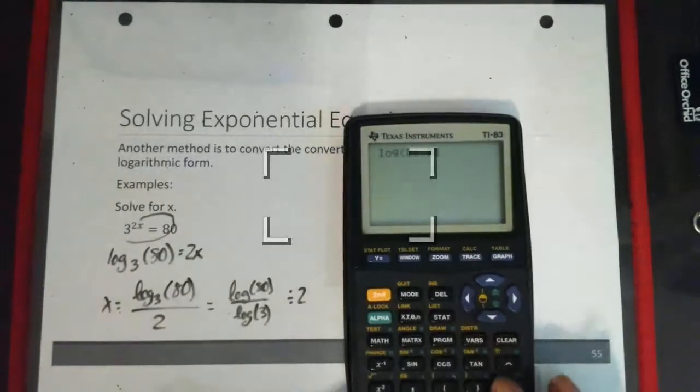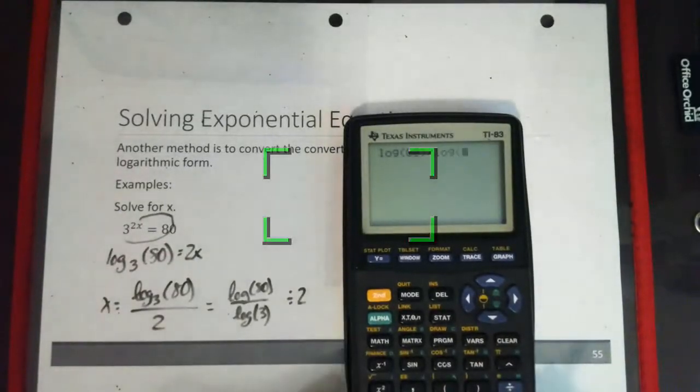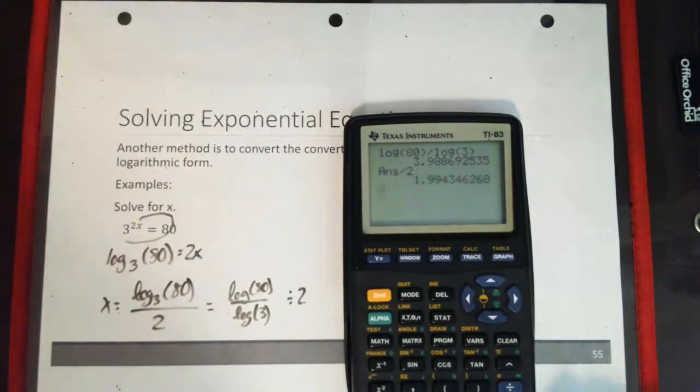So the log of 80 divided by the log of 3 equals, divided by 2. And there's your approximate decimal answer. What's really cool is we can use this and check our answer.